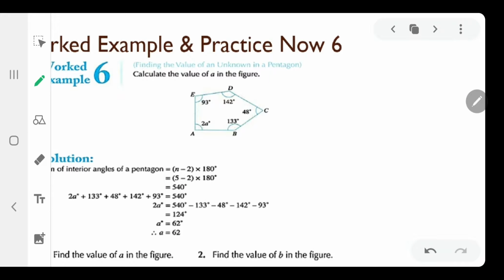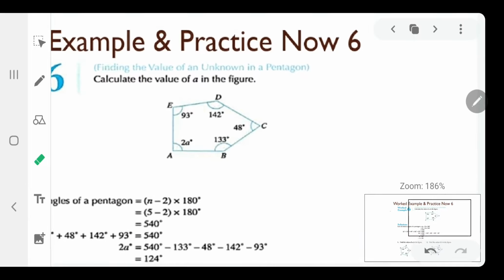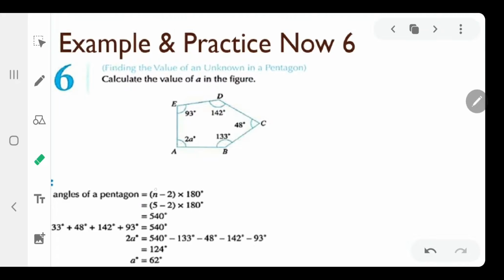Bismillahirrahmanirrahim. So now we are going to discuss some examples and practice now 6. Here in this example we can see a diagram which has 5 sides: one side, second, third, 4 and 5 sides. So first we have to find out what will be the sum of interior angle of this diagram. Because it has 5 sides, we call it a pentagon.